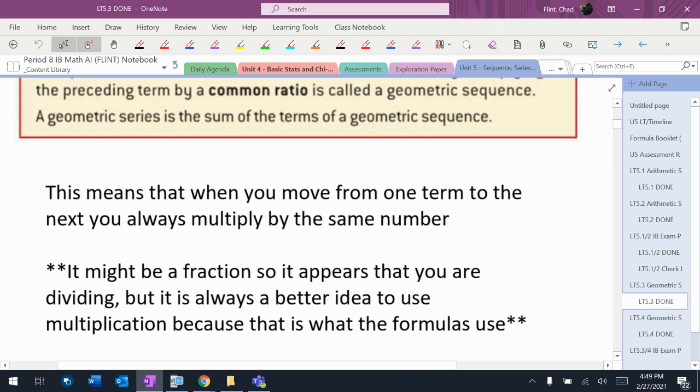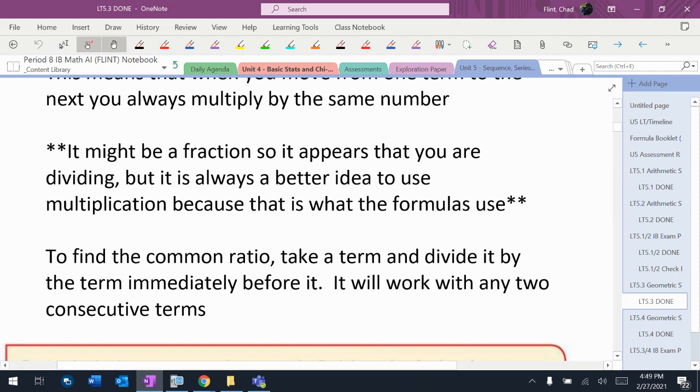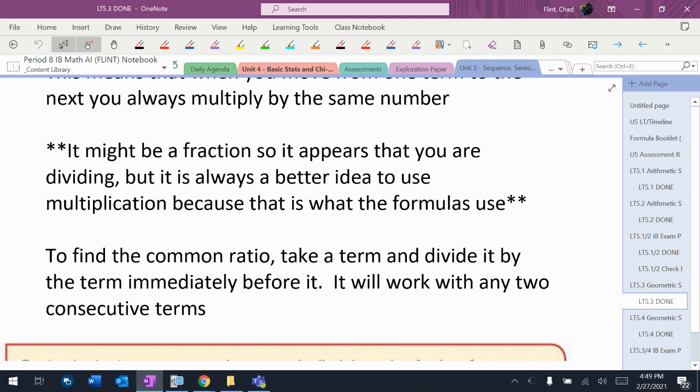So it says when you move to one number, you always multiply by the same number. It might be a fraction, so it appears you're dividing, but you don't want to use division for these, because if you start using division, that's going to create issues when you're trying to write your formulas. We want to make sure that we're doing multiplication.